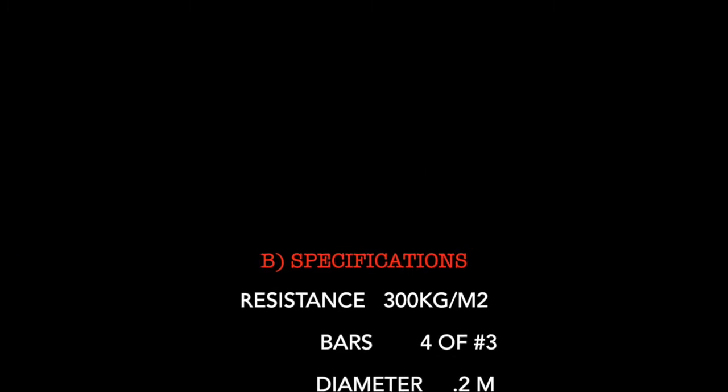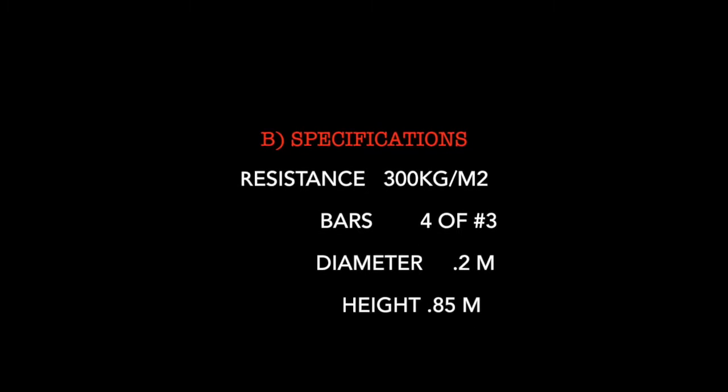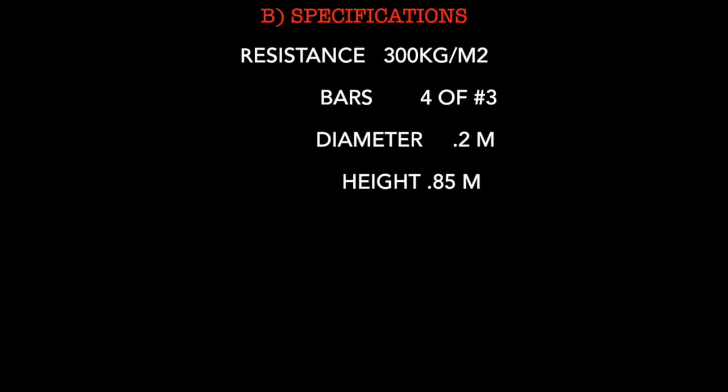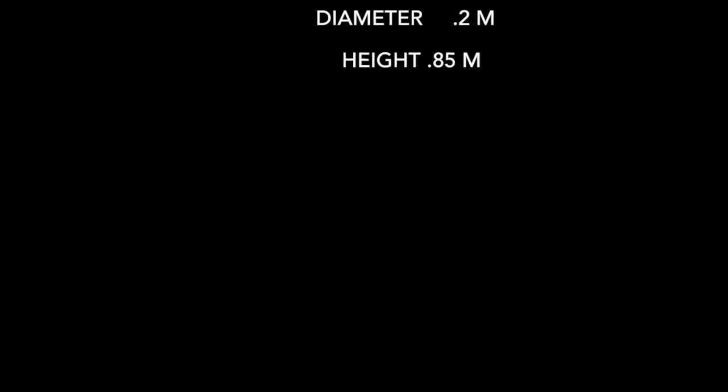Column with reinforcement. This column also has a resistance of 300, 4 bars of number 3, also a diameter of 20 cm and a height of 85 cm.